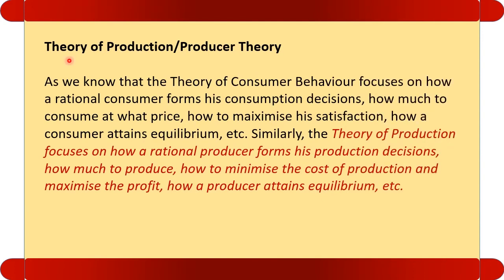Listen, while doing production, the producer makes use of the producer theory or the theory of production. In the previous chapter, we have seen the theory of consumer behavior. We know that the theory of consumer behavior focuses on how a rational consumer forms his consumption decision. Similarly, the theory of production focuses on how a rational producer forms his production decisions. That is, how much to produce, how to minimize the cost of production, how to maximize the profit, and so on.